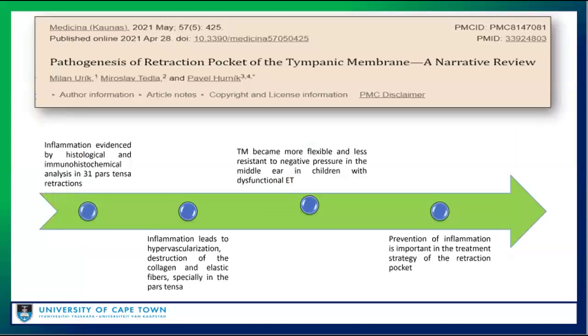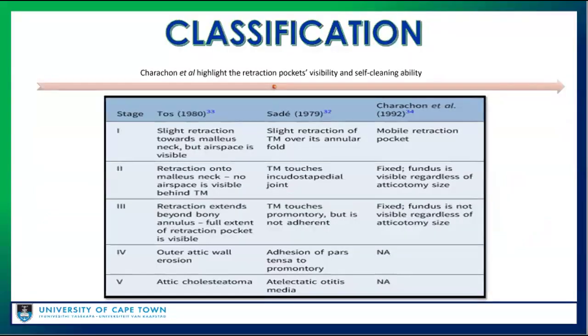Looking at a paper on the pathogenesis of retraction pocket of the tympanic membrane, 31 pars tensa retractions were analyzed histologically and immunohistochemically. The inflammation led to hypervascularization and destruction of collagen and elastic fibers, especially in the pars tensa. The tympanic membrane was noted to be flexible and less resistant to negative pressure in the middle ear in children with dysfunctional eustachian tube, and therefore prevention of inflammation is considered to be an important strategy in retraction pocket management.